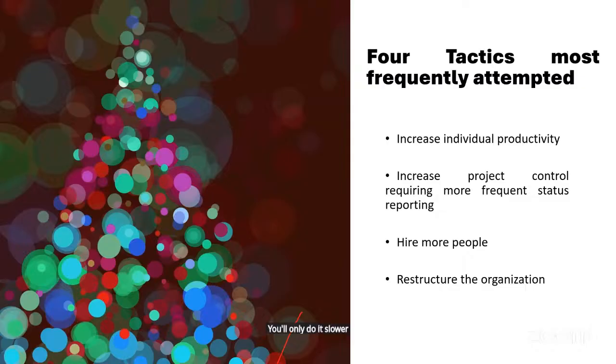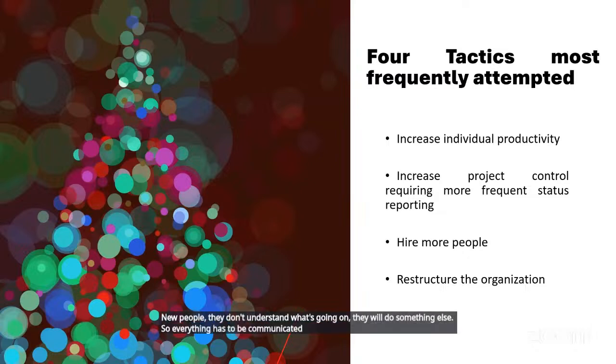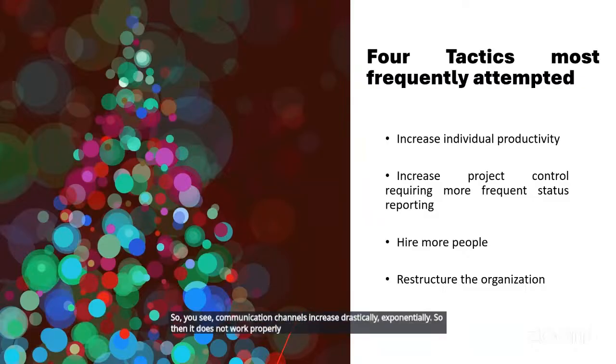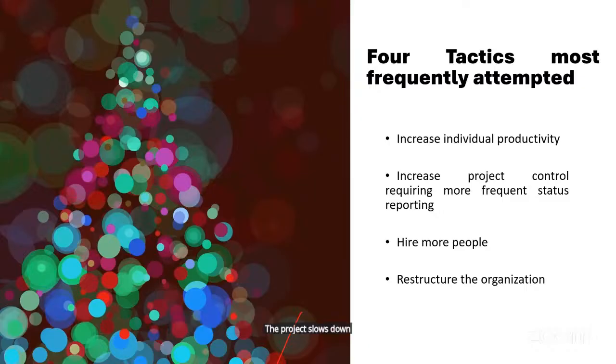Why is it? Because you have more communication issues. New people, they don't understand what's going on. They will do something else. So everything has to be communicated again to all the people. So you see, communication channels increase drastically, exponentially. Then it does not work properly and we have a problem, the project slows down, and then ultimately it gets delayed and it's a failure. So whatever tactics we are using, it is leading to failure, not success.